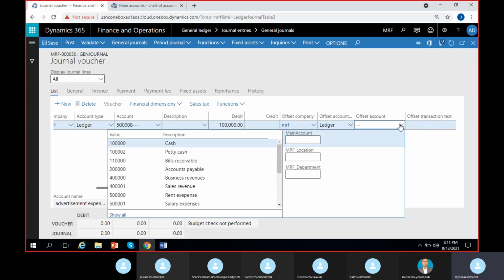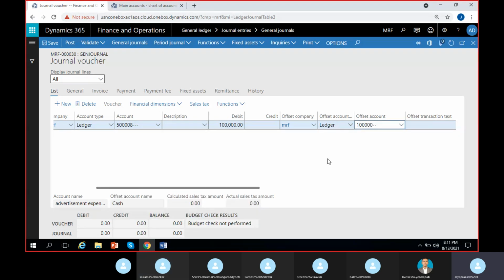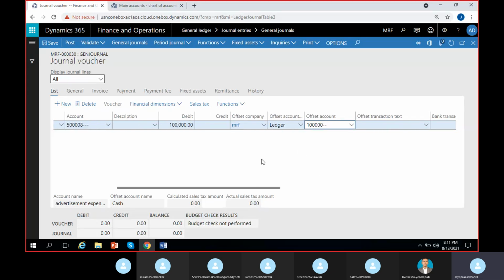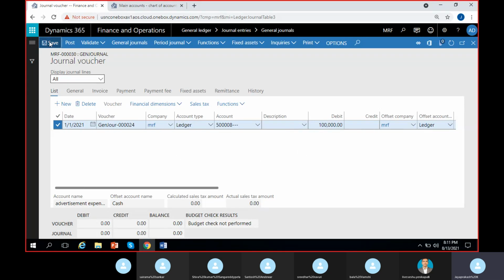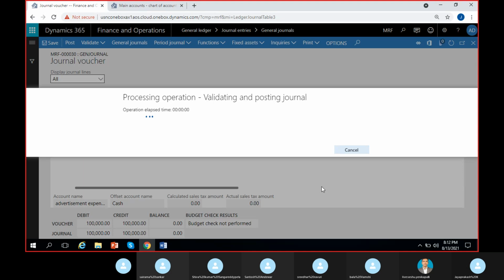Then offset account. What is the offset account? Cash. Of course, cash or bank. If you don't have bank, we'll select cash, right? Okay, so I'm debiting the advertisement expense account, creating the offset account. Then I'll save this and I'll post this. So guys, in the beginning of year, I have expended advertisement expenses of 1 lakh for my company's brand marketing.